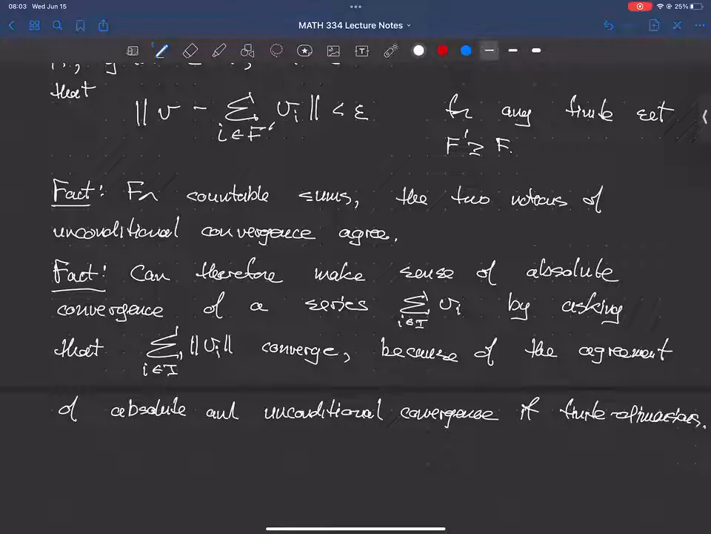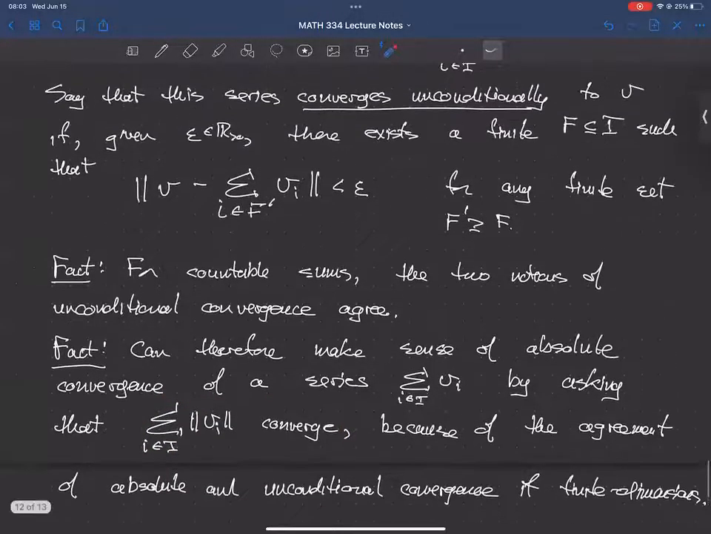Okay, so let me clarify. I have a series like this, an arbitrary series in a normed vector space. I'm going to say that it converges absolutely if that's true. Now, what do I mean by convergence of this arbitrary infinite series of numbers?